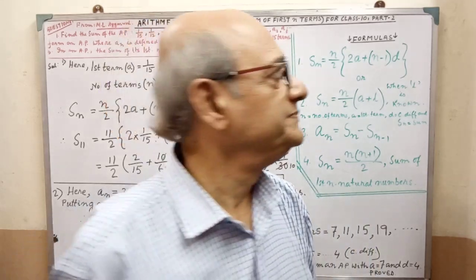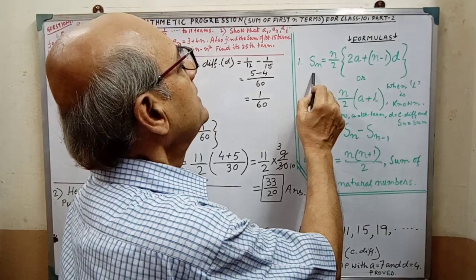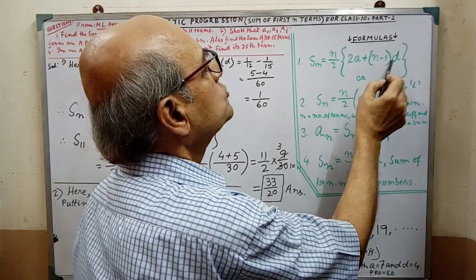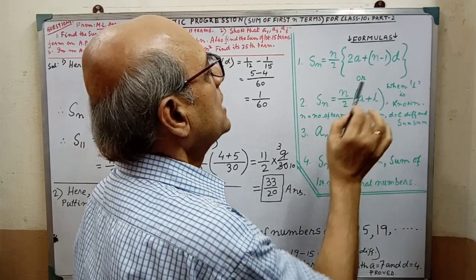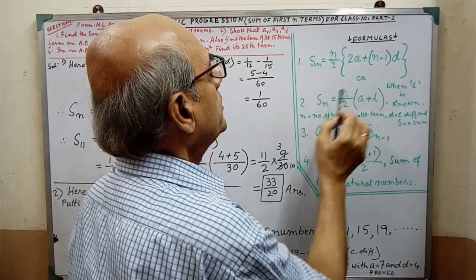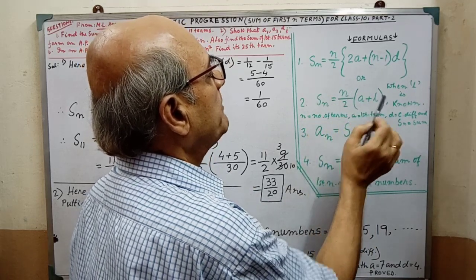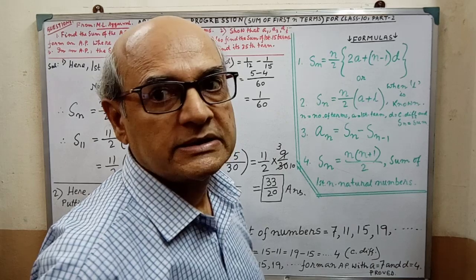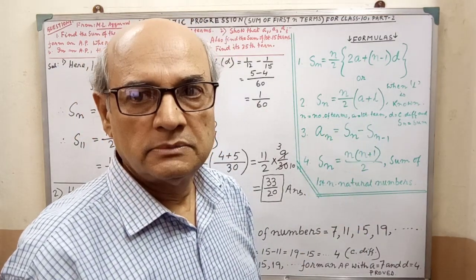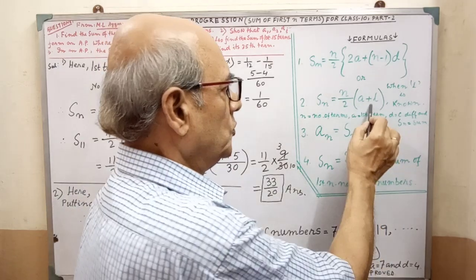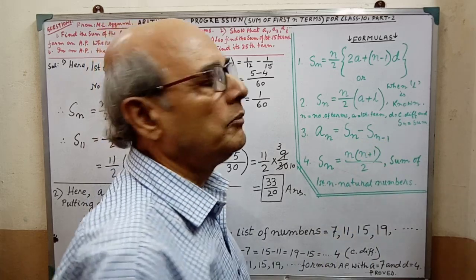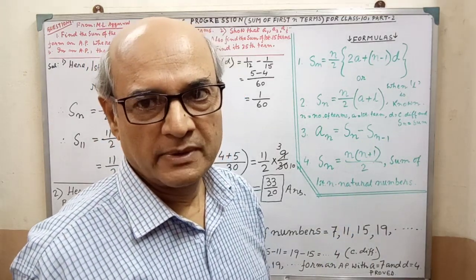See the formula. Sn equal to n by 2 into 2a plus n minus 1 into d, this when last term unknown, or Sn equal to n by 2 into a plus l when last term is known. There are two forms: last term unknown, last term known. And n equal to number of terms, a equal to first term, d equal to common difference, Sn the sum.